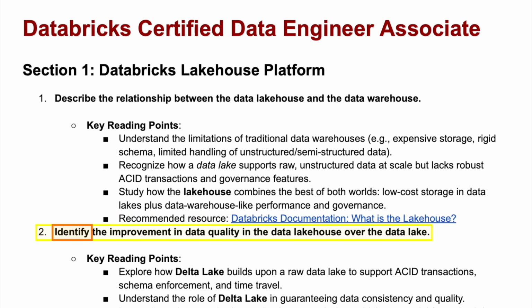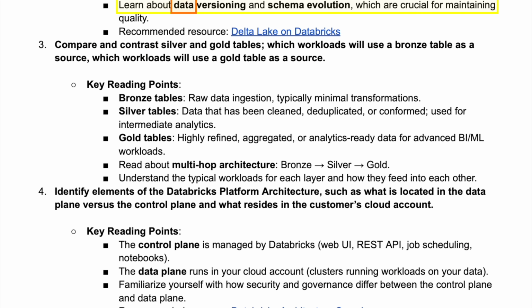2. Identify the improvement in data quality in the data lakehouse over the data lake. Key reading points: Explore how Delta Lake builds upon a raw data lake to support ACID transactions, schema enforcement, and time travel. Understand the role of Delta Lake in guaranteeing data consistency and quality. Learn about data versioning and schema evolution, which are crucial for maintaining quality. Recommended resource: Delta Lake on Databricks.